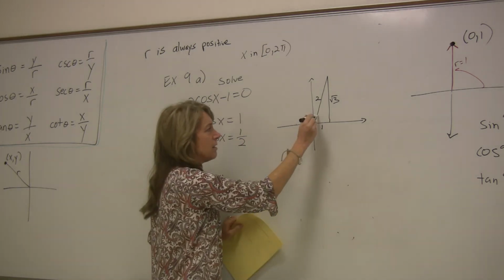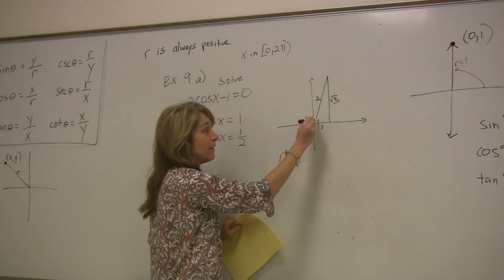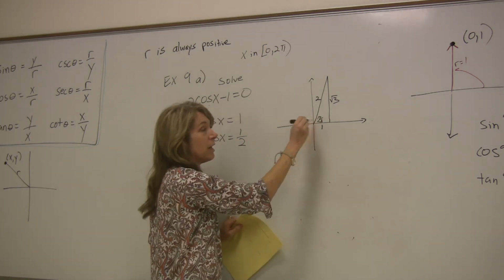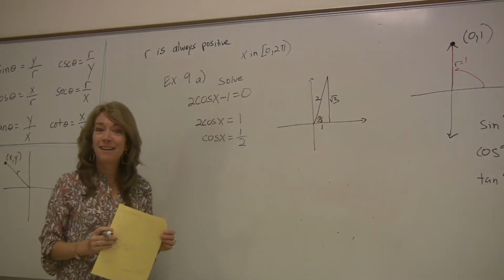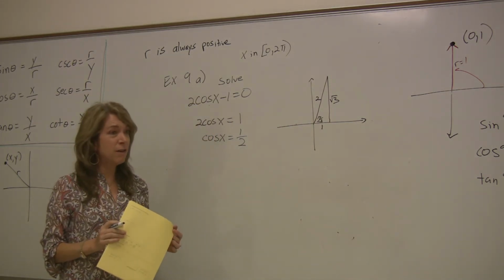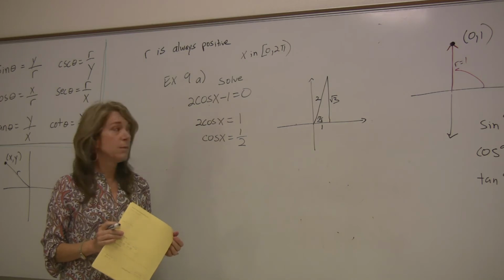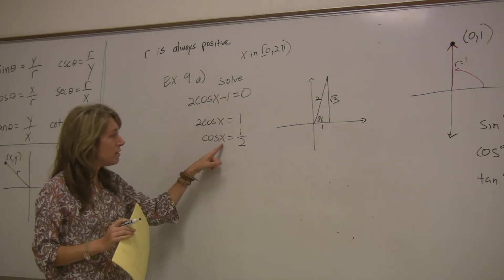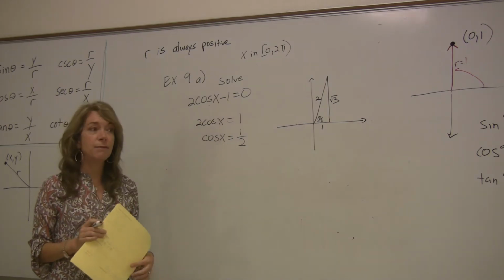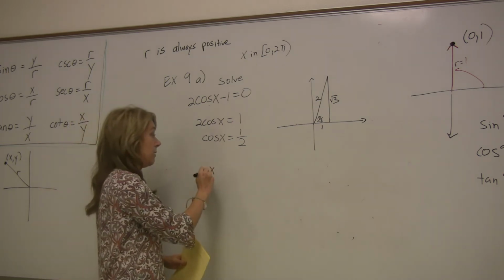What angle is this? Pi over 3. That pi over 3's been everywhere today. We agree that's pi over 3? So, which angle has a cosine equal to 1/2? Pi over 3.